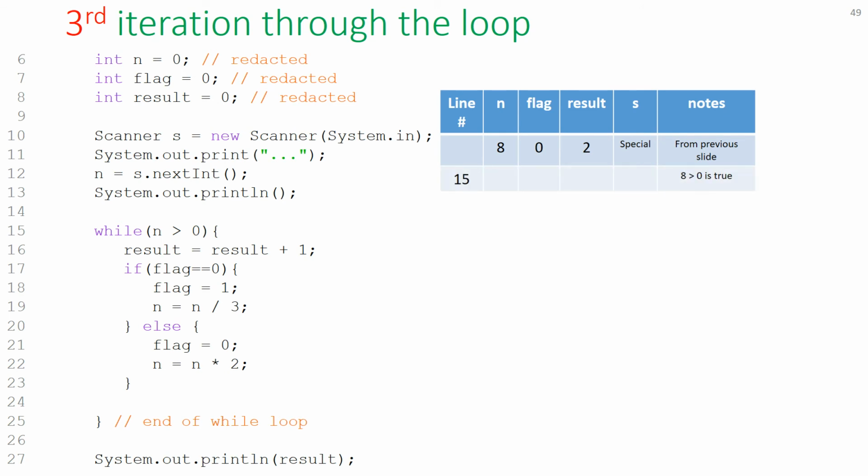And then line 15, is 8 greater than 0 true? So result is 3, yeah, that sounds like I nailed it. This thing is just counting how many times I'm iterating through the loop. Okay, so that's good, that makes sense now.